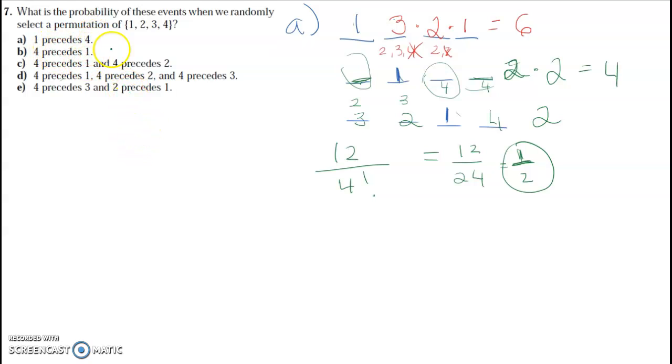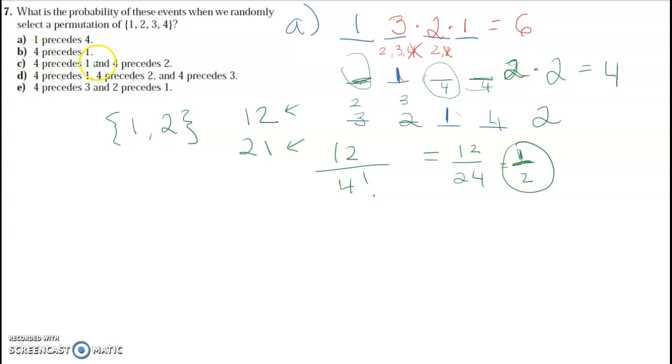To give yourself a smaller example, let's say we're looking at a set of 1 and 2. The case that 1 precedes 2 is this, and the case that 2 precedes 1 is this. So out of two possibilities, 1 preceding 2 is 1/2, and 2 preceding 1 is another 1/2. Okay, so the answer for A is 1/2, and that goes likewise for B, the other case.